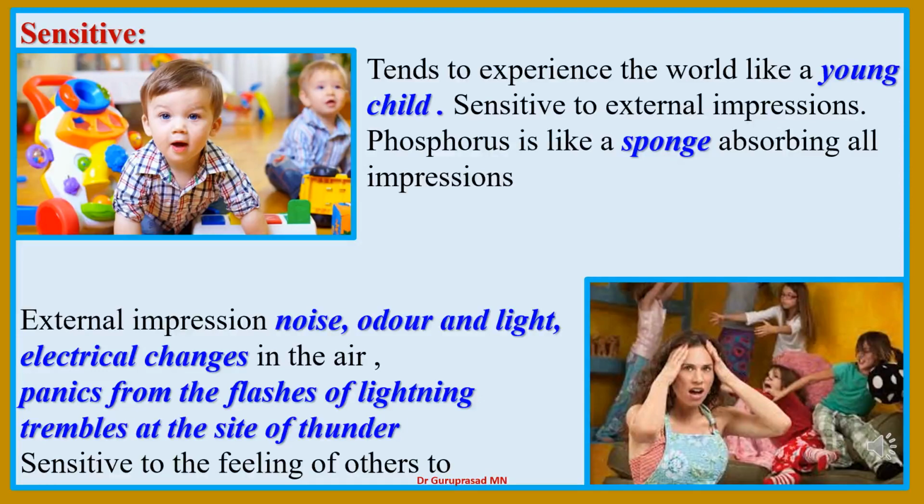They are highly sensitive towards the feelings of others. It is not only that they are sensitive about themselves, at the same time they are highly sensitive to others' suffering. This is how the sensitivity of Phosphorus is different from Natrum muriaticum, different from Nux vomica, different from Ignatia.